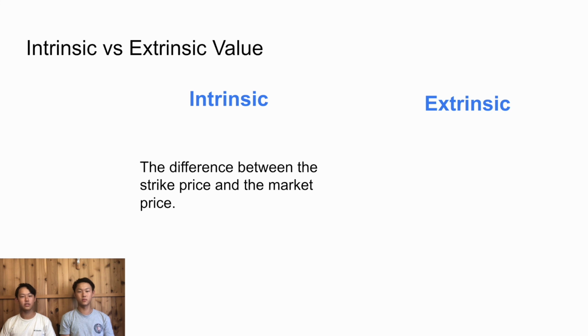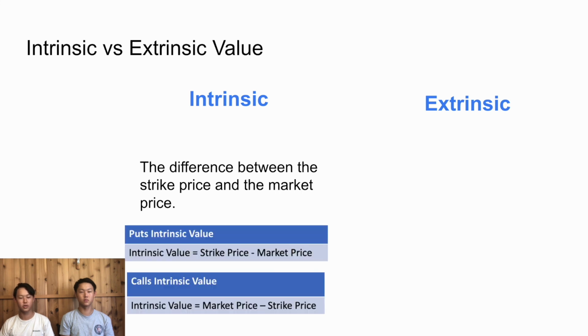There are two values that make up an option price: the intrinsic value and extrinsic value. The intrinsic value is the difference between the strike price and the market price if the market price is above the strike price for calls and below the strike price for puts. The intrinsic value can be calculated by subtracting the market price from the strike price for puts and subtracting the strike price from the market price for calls.